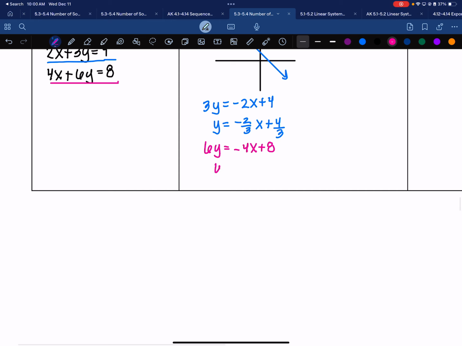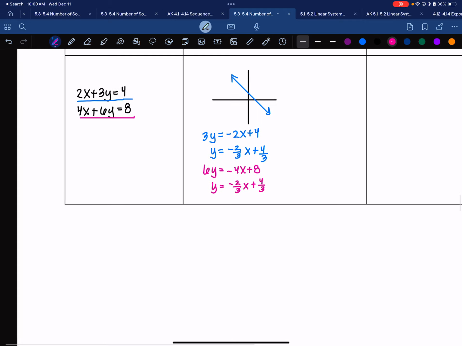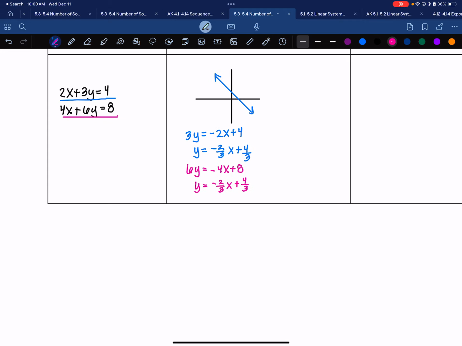What does y equal for the pink one? Okay, so that y-intercept, how's it going to compare to the blue one? It's the same. The slope, how's it going to compare to the blue one? So the lines will lie on top of each other.